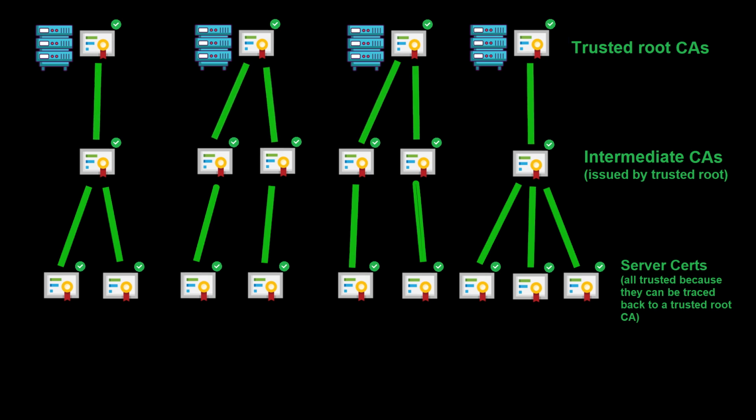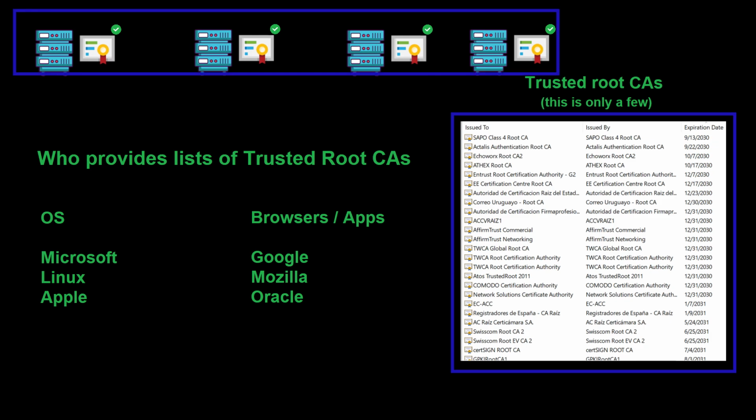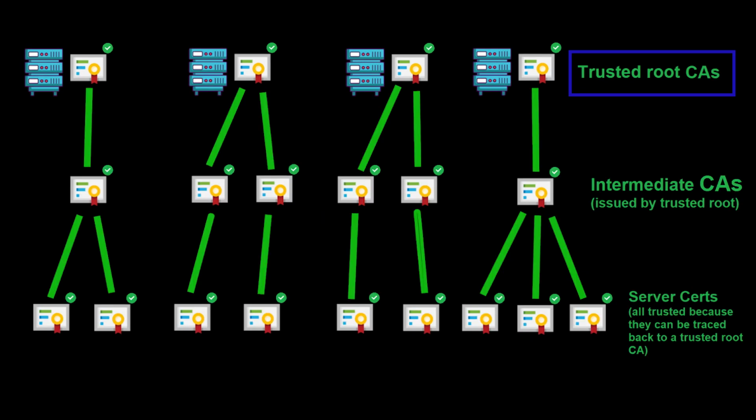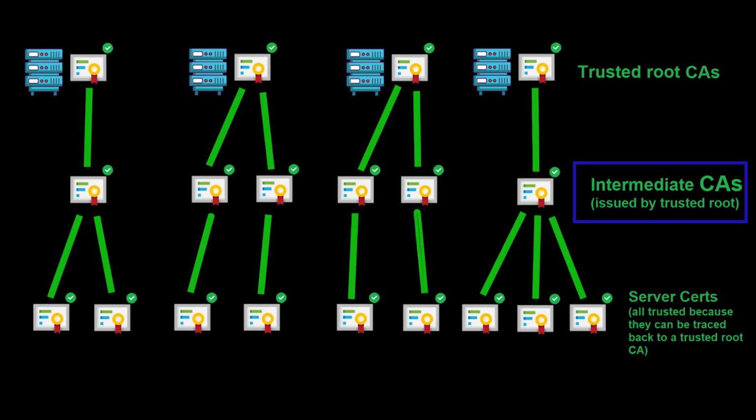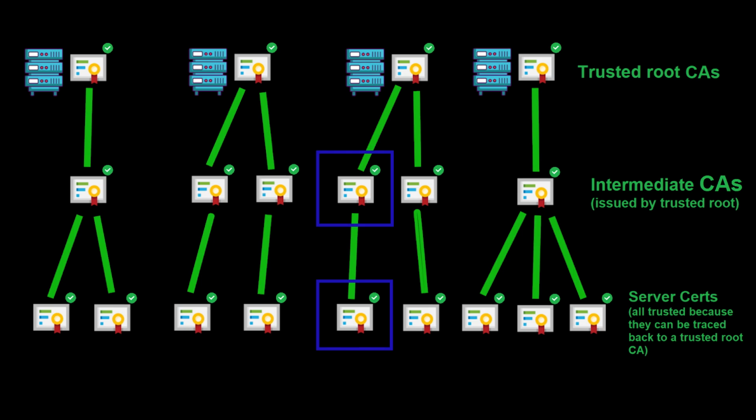So getting to the root of the matter here, we trust the root CAs because there are lists of trusted root CAs from operating systems like Microsoft, Linux distributions, and Apple. Also, browsers and app vendors like Google and Mozilla, and Oracle for Java. These lists of trusted root CAs are what we trust. Now, because we trust the root CAs, we also trust any CA that they issue a certificate to, or server certs that these CAs issue. So we trust any cert issued by any CA as long as it can be traced back to a trusted root CA. I think this will make a little bit more sense when we dig a little bit deeper into certificates.